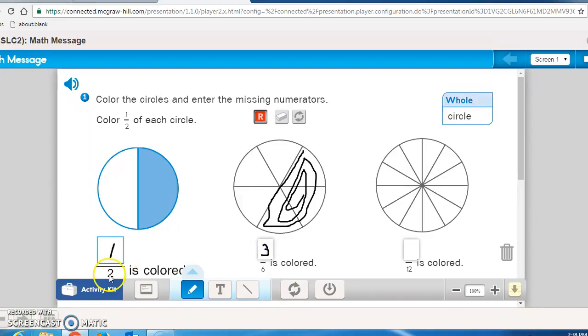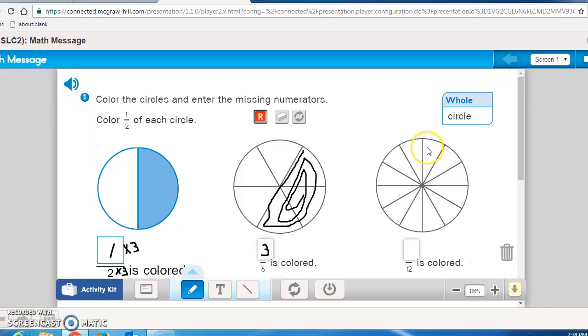But look at this neat little trick. If I take the denominator, the number down on the bottom, and I say, how did 2 become 6? And I go, oh, times 3, I would do the same thing to the top number. I would multiply by 3. What's 1 times 3? 3. Oh, I know that makes them an equivalent fraction.